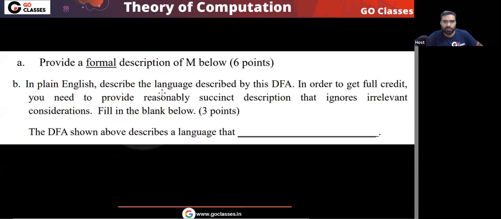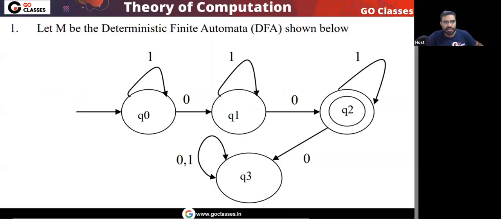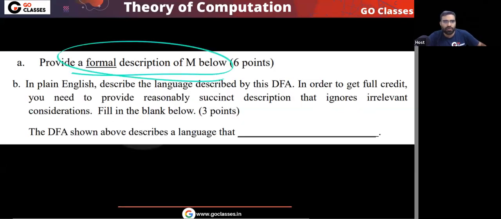Also, we need to provide what is the language accepted by this DFA. What is the language described by this DFA? That also we need to tell. So these are the two questions. Let's see the first question. The first question is, provide the formal description of M.